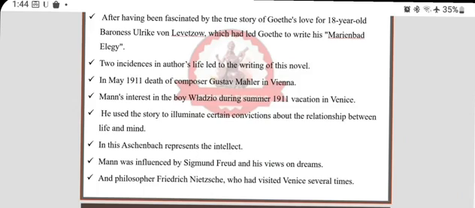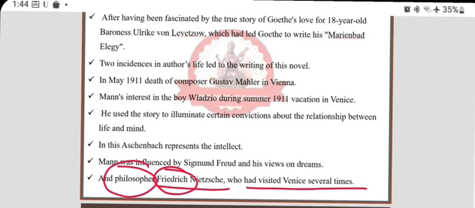Last point here from the background section. He was also inspired by Friedrich Nietzsche, who had visited Venice several times. The one who has visited, only they will be able to write about the place in a vivid manner. Friedrich was also a philosopher who wrote about Venice in his writings. Being enchanted by Venice, he comes here, and then what all things happen, we will see.